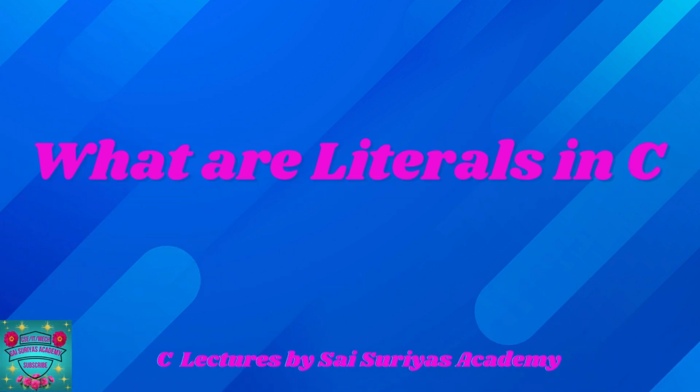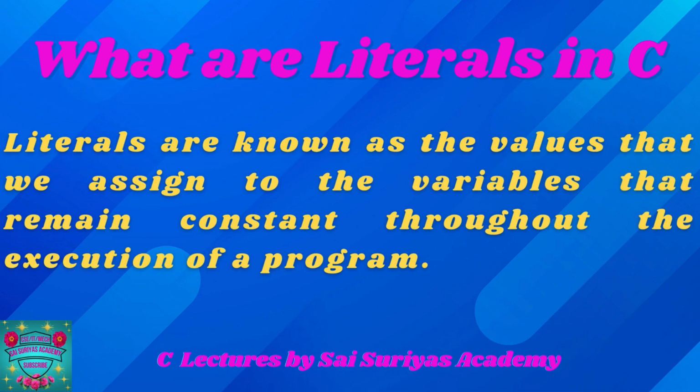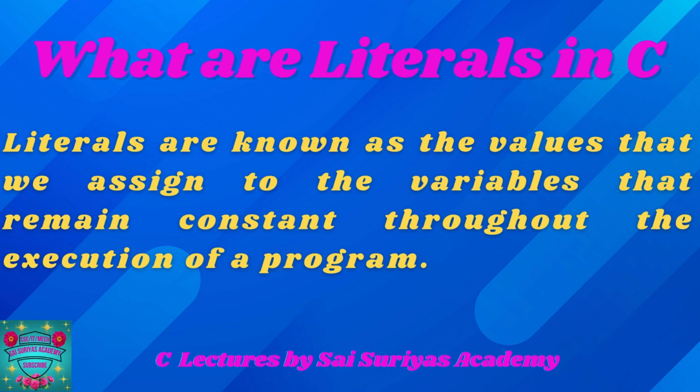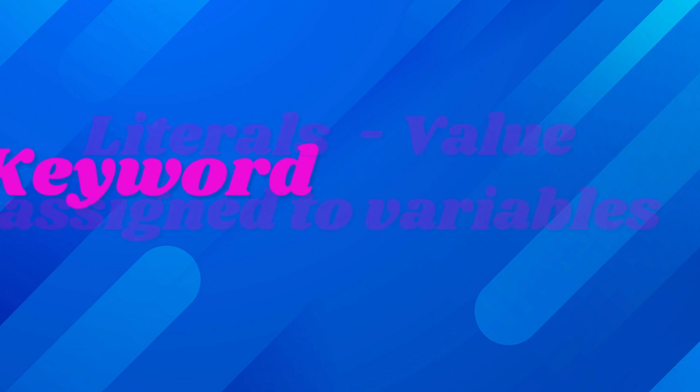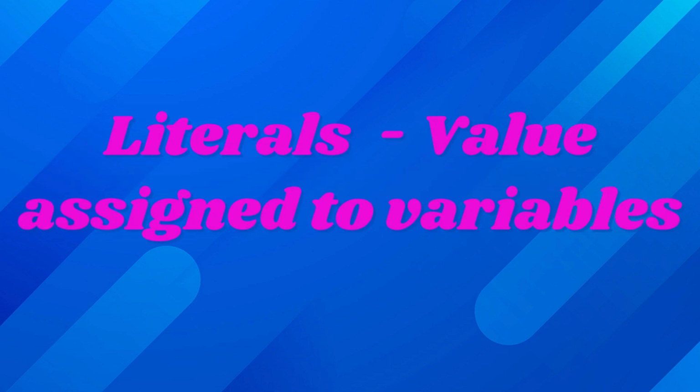The next one we want to know about is what literals are in C. Literals are the values that we assign to the variables. Literals are also the same as constants, whose values remain the same throughout the execution of the program. This is the key definition. Then what is the difference between a constant and a literal? Constant is a keyword. A literal is the value that we assign to the variables.